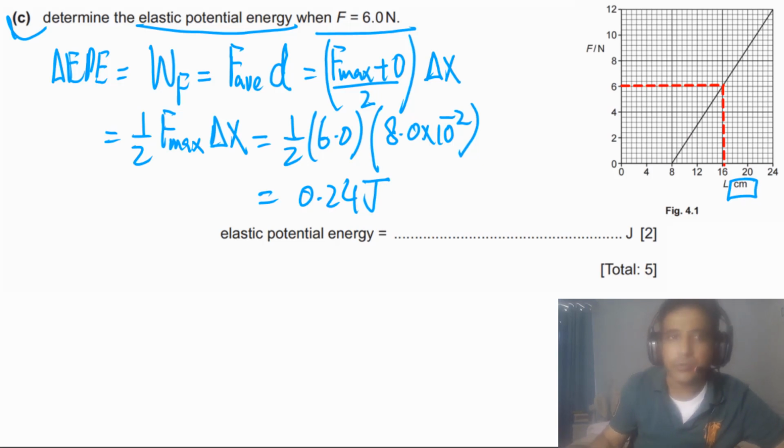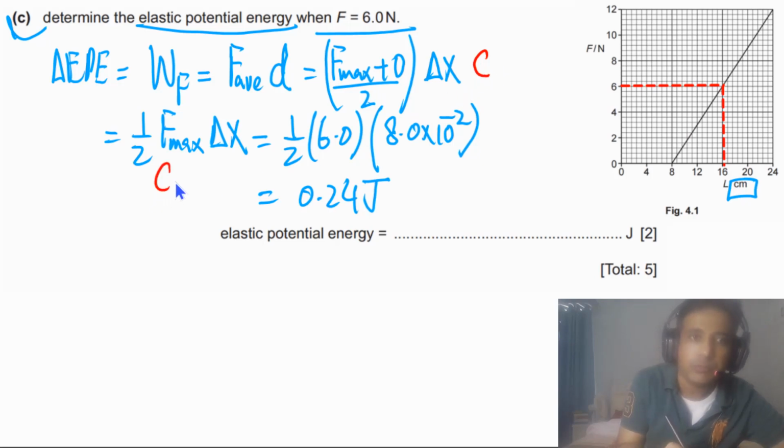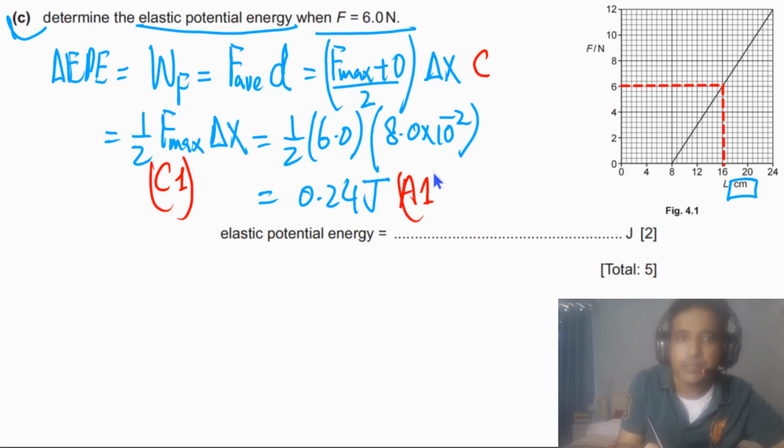This is the final answer, and this question has 2 marks. The first mark you will get is the C mark, if you have written this equation. And this one will be the answer mark. If you got the right answer, you will get 2 marks for this question.